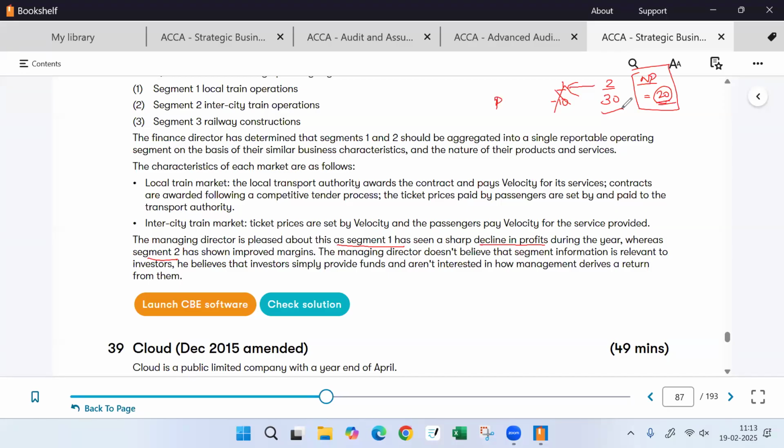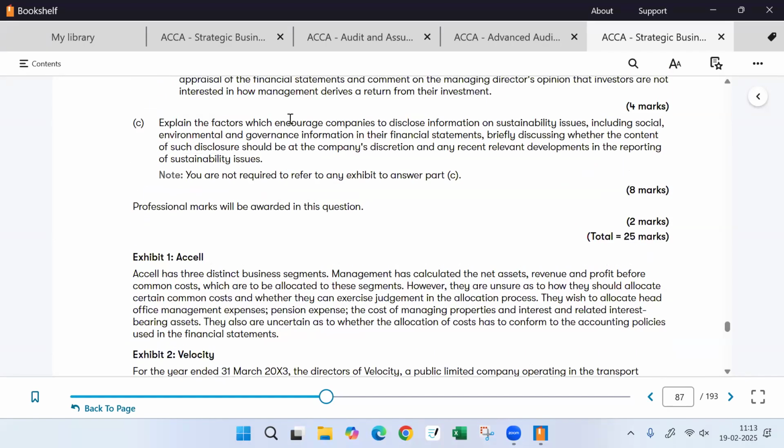Okay. Now the last question in this particular exercise is: explain the factors that encourage companies to disclose information on sustainability issues. Why do you think companies disclose information on sustainability? For what purpose? What will be the answer to that? What do you think? Why do you think sustainability information is being presented? For whom? If a financial statement is presented, for whom? Shareholders, investors, users. So ultimately, a wider sector are the stakeholders.